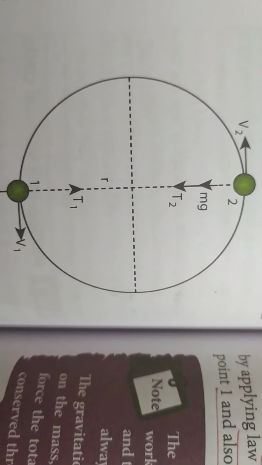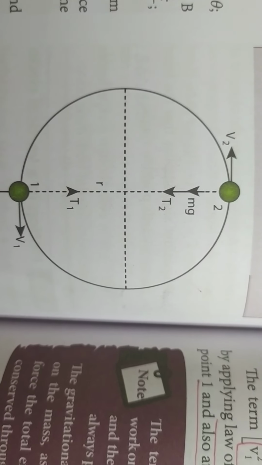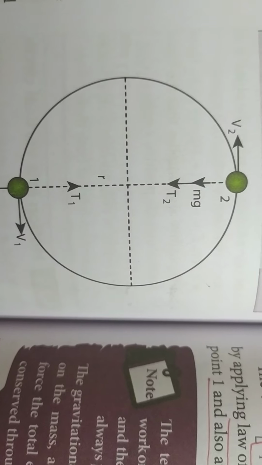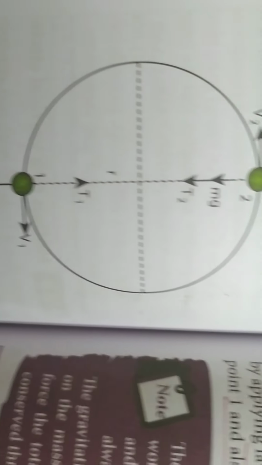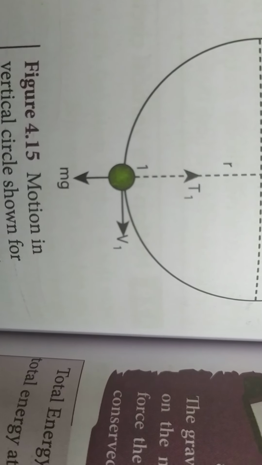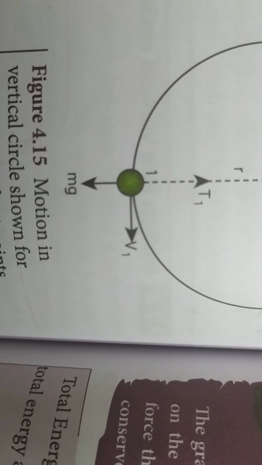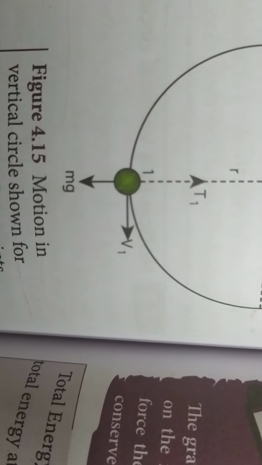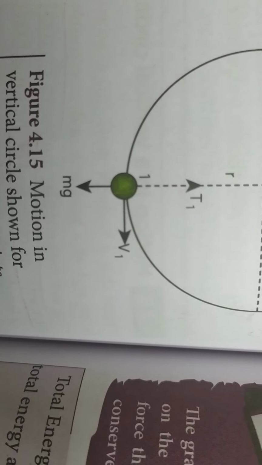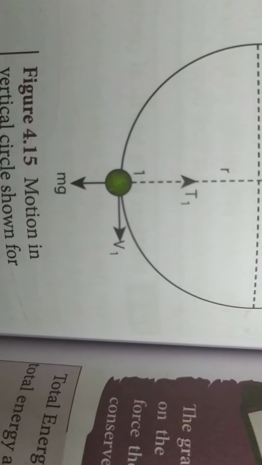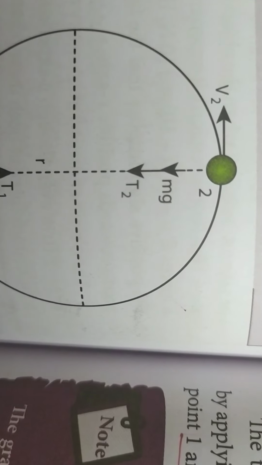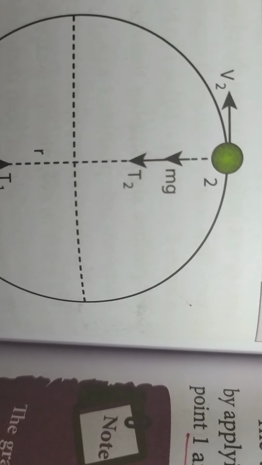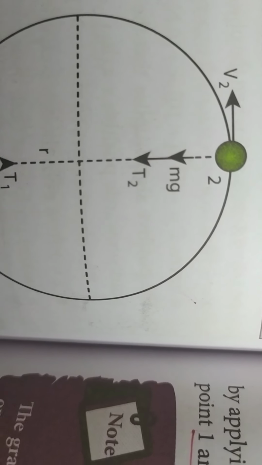Here you are considering again in this diagram the lowest point and the highest point. The object is at the lowest point 1, and next it is at the highest point 2. At the lowest point, the weight mg is acting vertically downwards, and T1, the tension in the string, acts upwards along the radius. At the highest point, the weight will act only downwards, so both mg and T2 will act in the same direction.